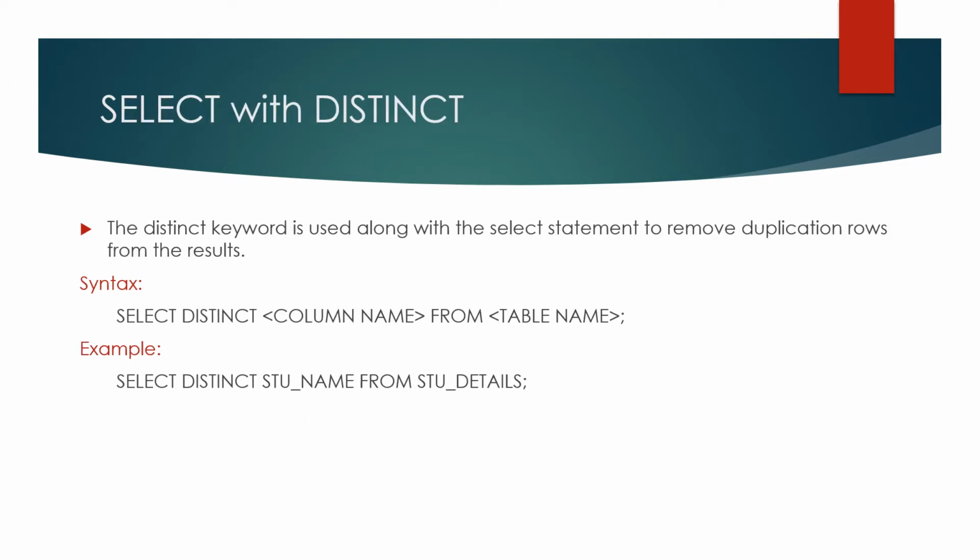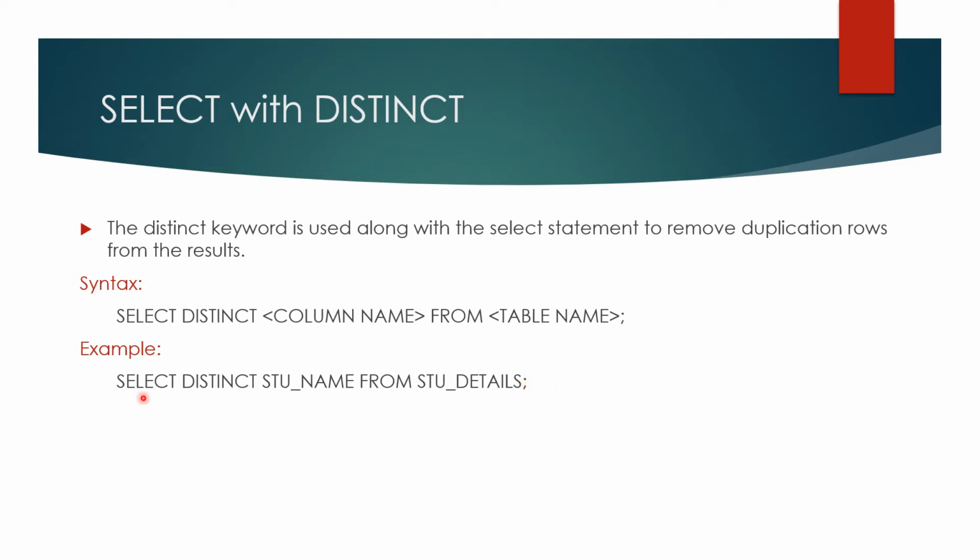Select statement with distinct keyword. The distinct keyword is used to eliminate the duplication of rows in the result set of the select statement. So here is the syntax for it. Select distinct column name from table name. Here in the column name part, we have to give the column name where we need to eliminate the duplication. Okay. Here is an example. Select distinct student name from student details.